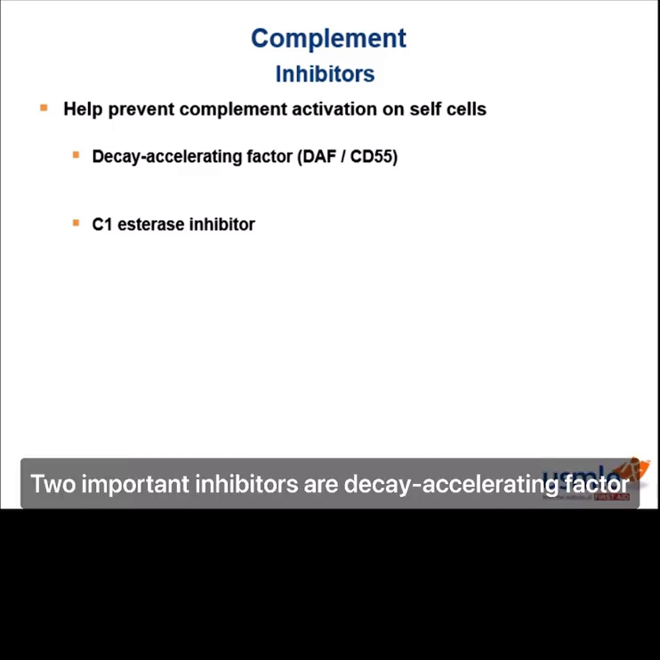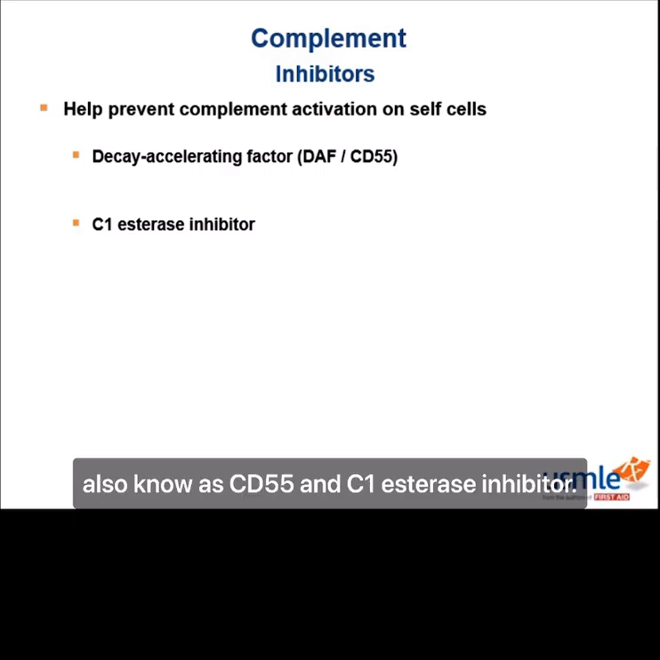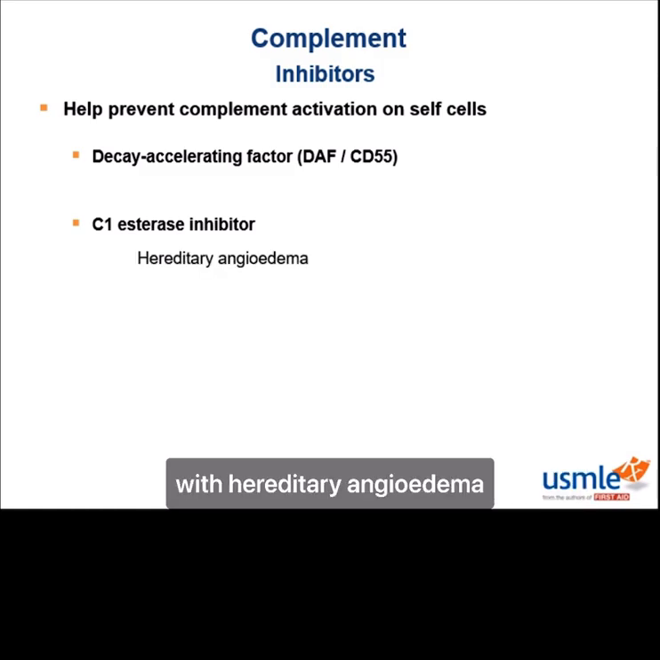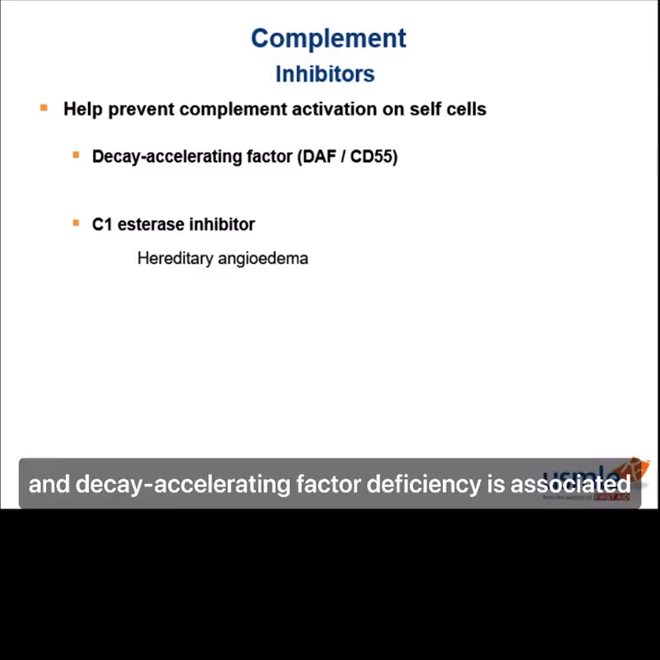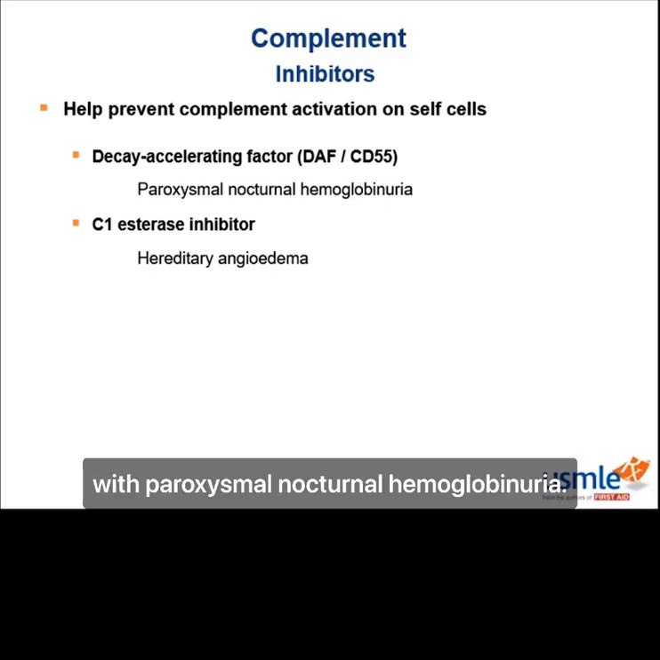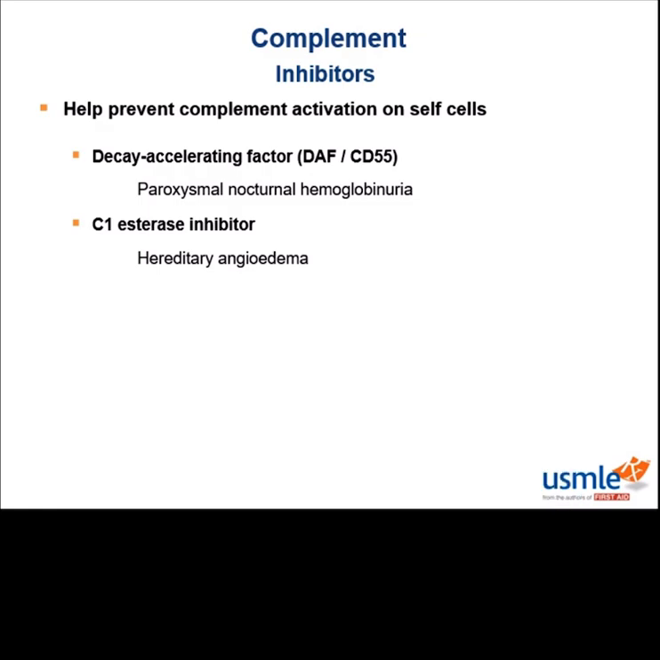Two important inhibitors are decay accelerating factor, also known as CD55, and C1 esterase inhibitor. You can imagine if one of these two inhibitors were deficient, we may run into some issues. C1 esterase inhibitor deficiency is associated with hereditary angioedema, and decay accelerating factor deficiency is associated with paroxysmal nocturnal hemoglobinuria.